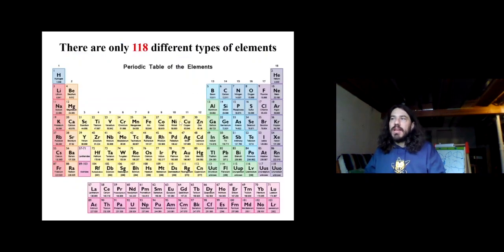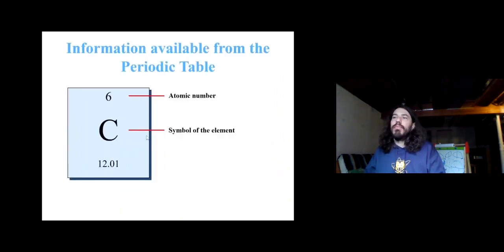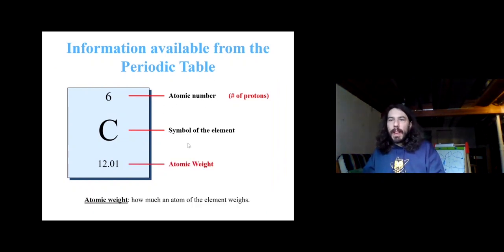We can go back here and see that a lot of these have 2 letters, but notice they always start with a capital letter. And then, again, the atomic number is the number of protons. And here we see the atomic weight. The atomic weight is how much an atom of the element weighs.